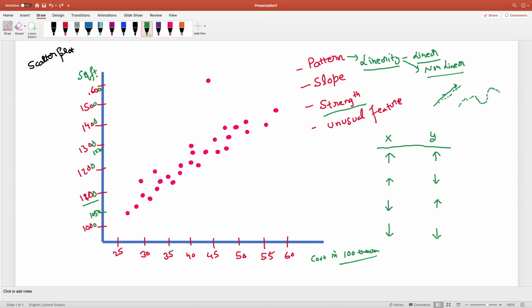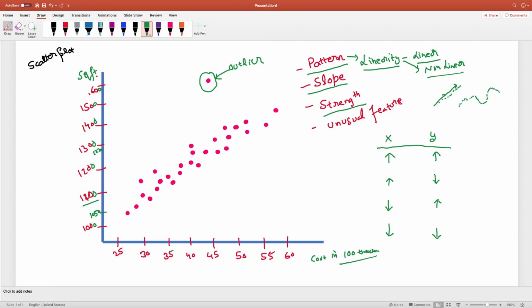Why is this an unusual feature? Because most of the time, if I spend 45 lakhs I get a flat close to 1300 square feet, but this is an unusual feature. I call this an outlier of the data, right? So first things first, when you create the scatter plot, how do you read that scatter plot? On the basis of pattern, on the basis of slope, on the basis of strength, and on the basis of unusual feature, if you have any unusual feature. So your analysis depends upon these four different factors.